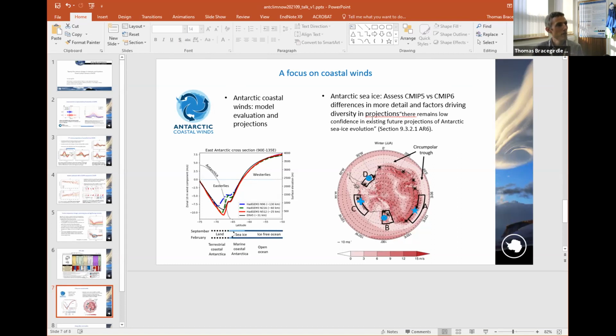So there are some ways that we might be able to make some progress, and I guess there are other factors that are still causing questions, such as the extent of freshwater input into the Southern Ocean, and another key factor is the resolution of the models as well.